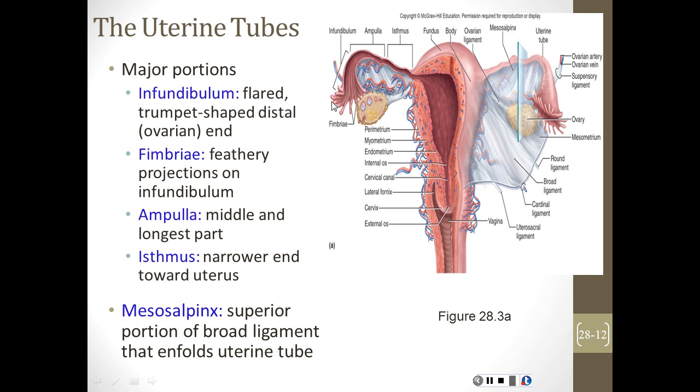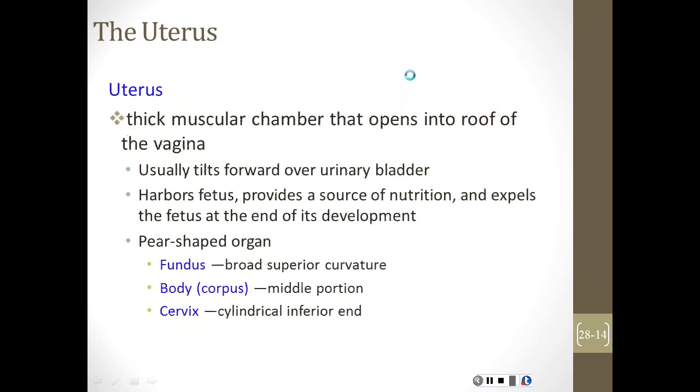Okay? So make sure you know the major portions of the uterine tubes. Now when we look at the uterus, the uterus is a thick muscular chamber that opens into the roof of the vagina, and it usually tilts forward over the urinary bladder. Its function is to harbor the fetus, provide a source of nutrition, and expel the fetus at the end of its development.